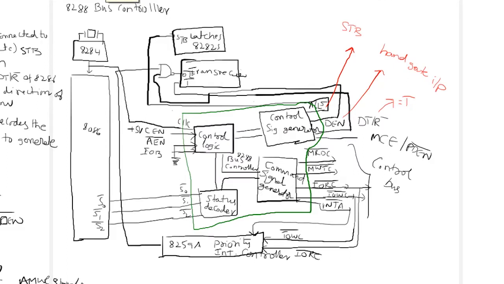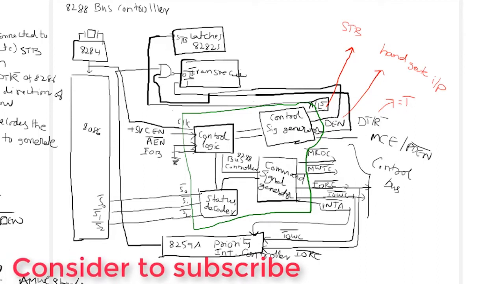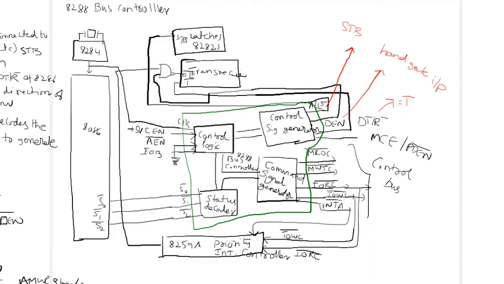A while ago we saw the 8288, which is additionally connected to the 8086 microprocessor to generate control signals in maximum mode. Now the 8288 bus controller looks like this. The 8284 is connected to the 8086, and the S0, S1, S2 bar signals are connected to the decoder. From the decoder, using control logic, the CEN, AEN bar and IOB pins are used for multiprocessor and single processor communication. Via this control logic, the signals are generated through the control signal generator.